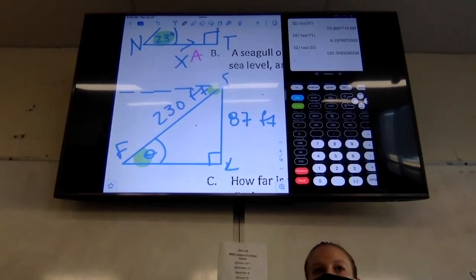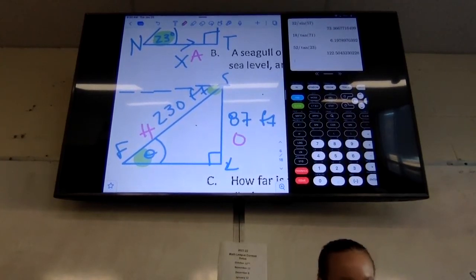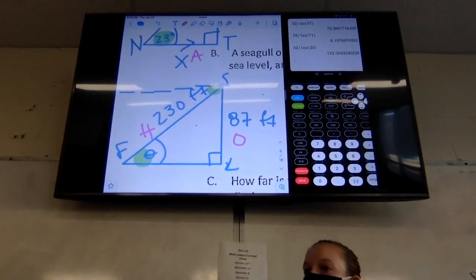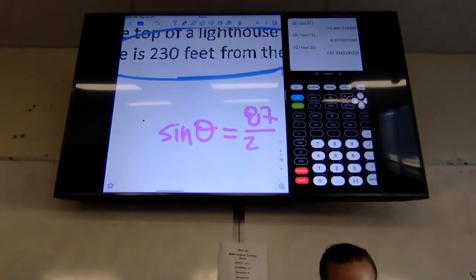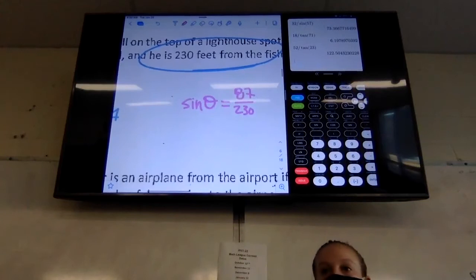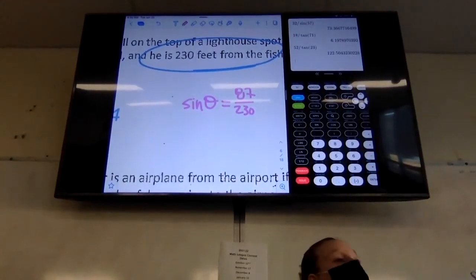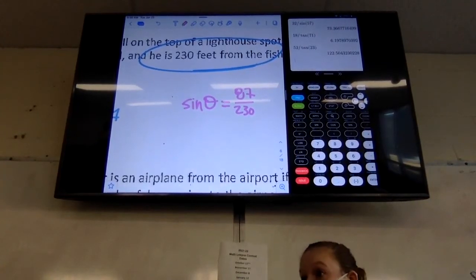What sides do I have here? I have H, and then what's 87? O. So sine. So I'm going to say sine theta equals 87 over 230. All right, normally on all of these other ones, I would take a number, like 87 divided by sine of 23 or something. We don't have that here.